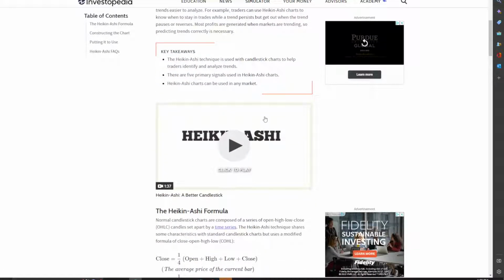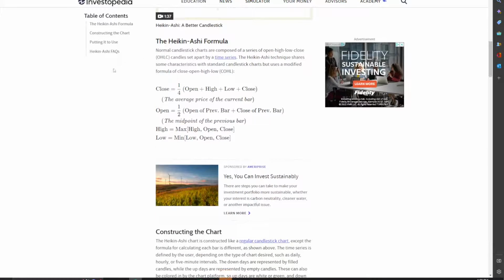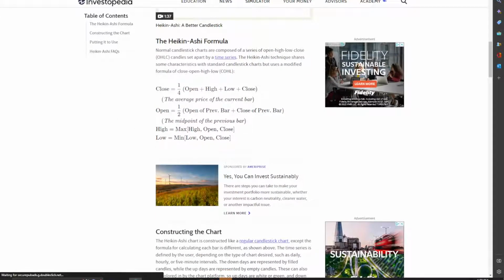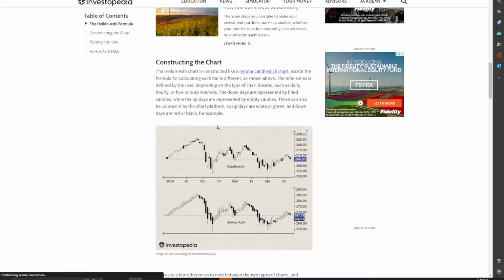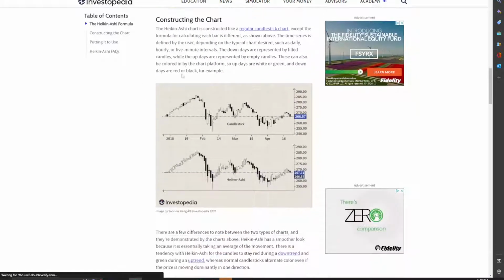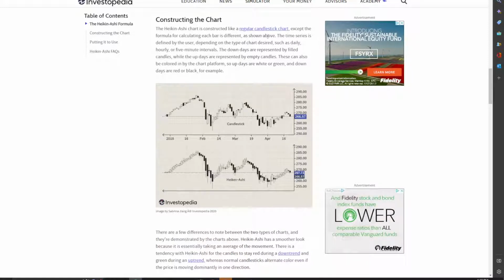Okay, give me 1 second. So this is the way the Heikin Ashi formula is created. It's composed of a series of open, high, low, close candles set apart by time series, and you can get into all of this technical stuff. The Heikin Ashi chart is constructed like regular candlesticks, except the formula for calculating each bar is different, as shown above. And you see the example here, and you can see the regular candles.